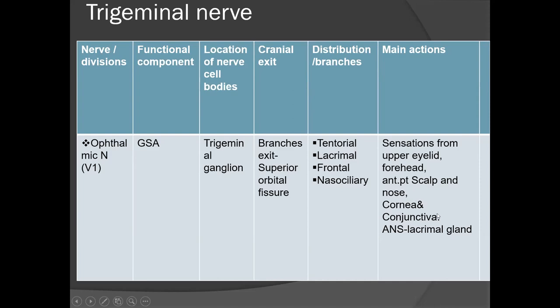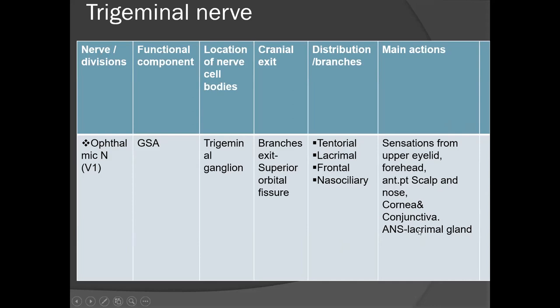So, as I told before, there are sensory branches to the lacrimal gland, and the secretomotor fibers to the lacrimal gland will also pass through the lacrimal nerve. But it is to be remembered that the lacrimal gland fibers, that is the preganglionic fibers, are coming from the facial nerve, okay, not the trigeminal.